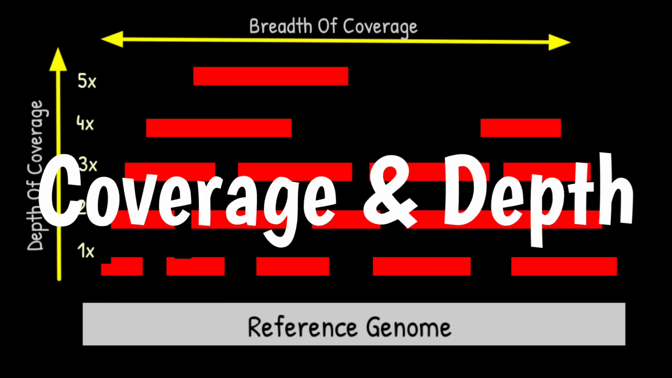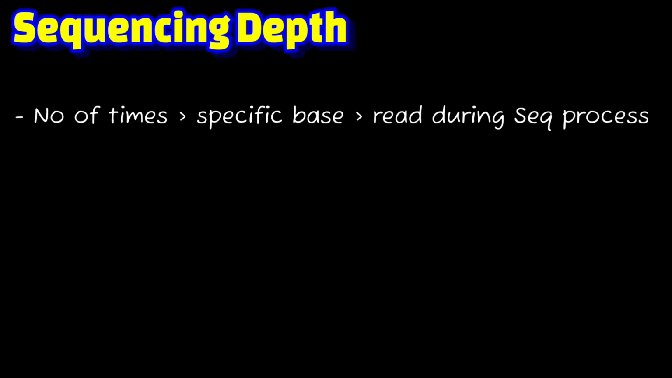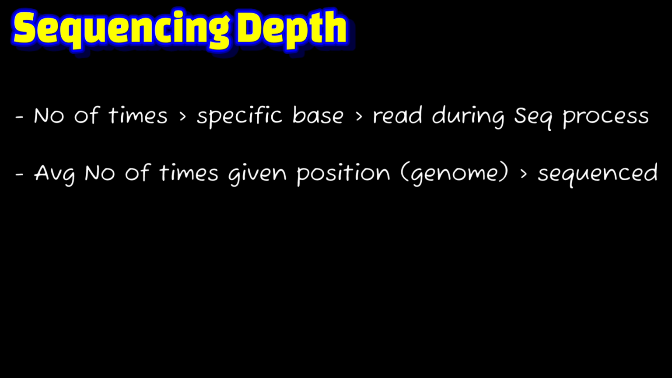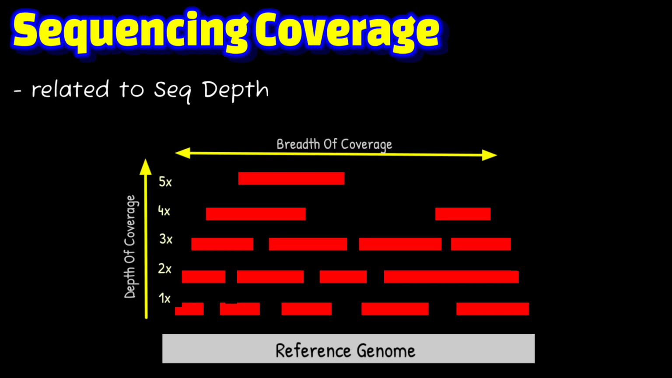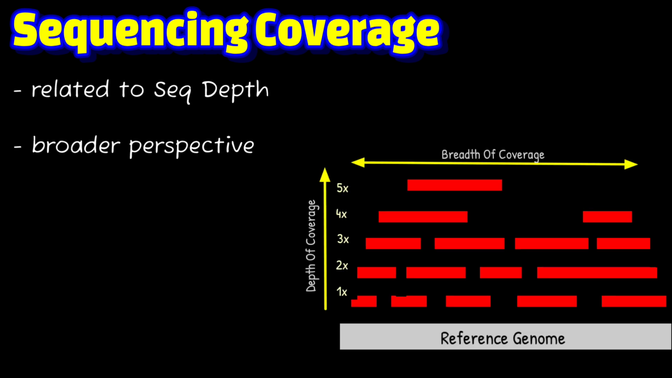Sequencing coverage and depth. Sequencing depth refers to the number of times a specific base, or you can say nucleotide, in the DNA is read during the sequencing process. In other words, it's the average number of times a given position in the genome is sequenced. And sequencing coverage, which is closely related to sequencing depth but provides a broader perspective.